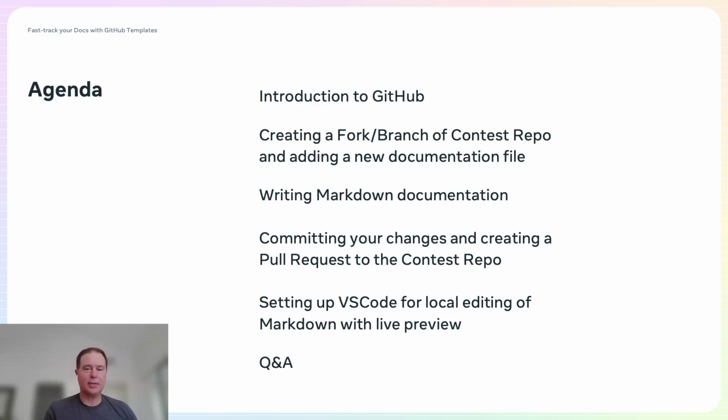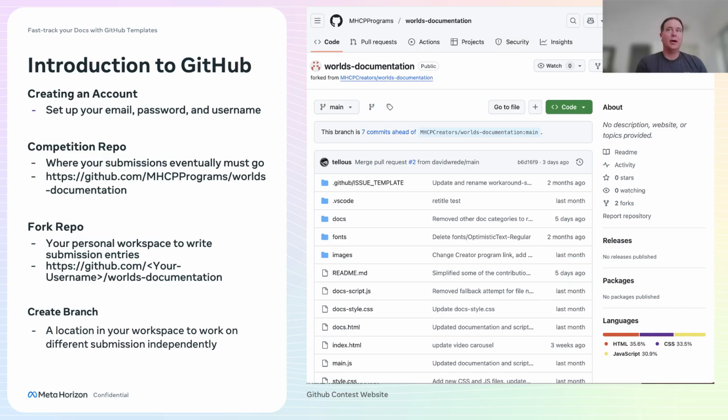So in that writing Markdown documentation section, that's where I'll have a template. We'll discuss what goes in a document in the template. And then we'll commit your changes and create a pull request to the contest repo. And then, if we have time, how to set up VS Code to do local editing of the Markdown, which has live preview, which is somewhat interesting. It makes it a little bit easier to see what your Markdown is going to be doing, because you can see a live preview of what it actually looks like right at that moment, rather than having to toggle back and forth. All right, so first up, an introduction to GitHub.